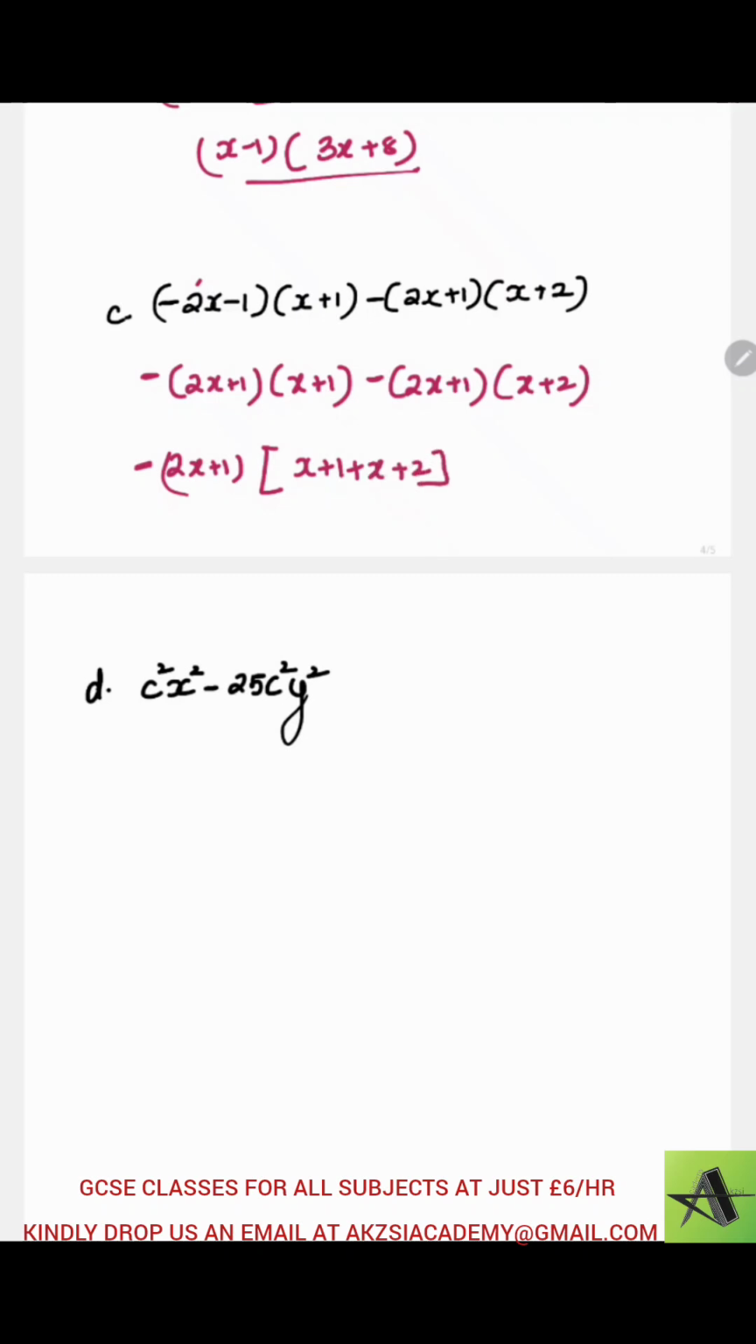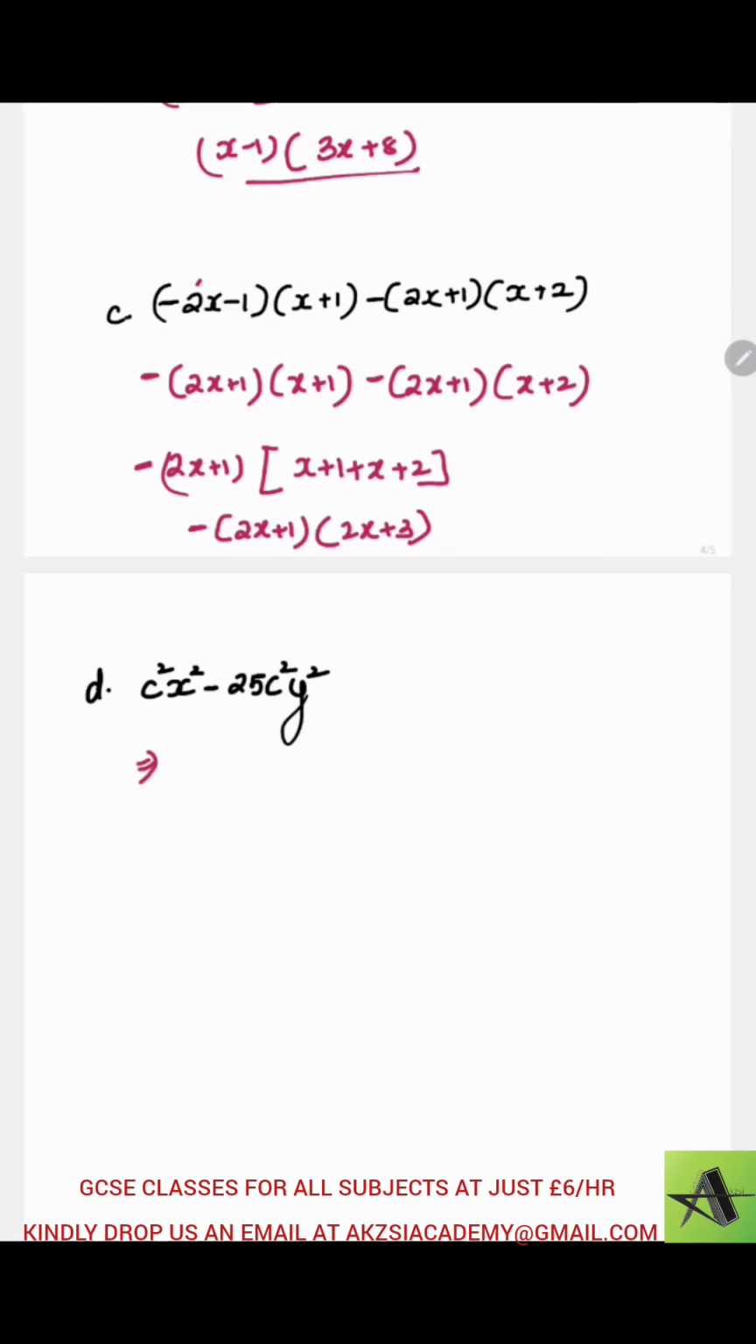As I told you, whatever you are taking out as common, you have to divide every term by it. So since we have taken out negative 2x plus 1 as common, on dividing the first term, I got x plus 1. And on the second term, I got x plus 2. Final answer is negative 2x plus 1 times 2x plus 3. This is your final answer. Now moving on to the very last question.